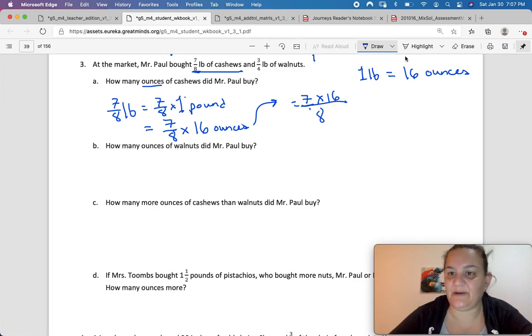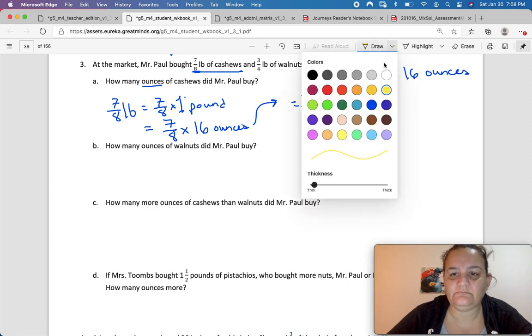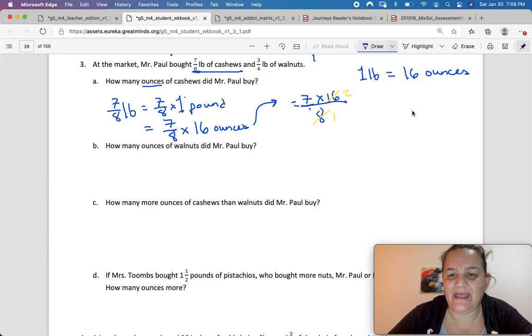Well, 16 and 8 are both divisible by 8. They're both divisible by 4, and they're both divisible by 2, but let's use the biggest divisor. So we are going to use 8. 16 divided by 8 is 2. 8 divided by 8 is 1. Now I have 7 times 2 is 14 over 1, which equals 14. And what is my label? Ounces. Good, there's my answer.